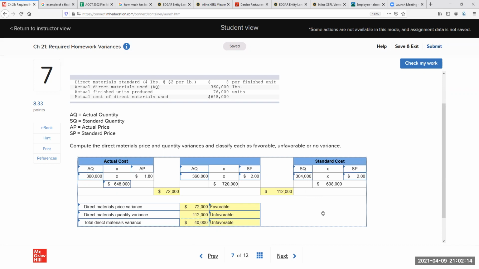And I know this is a hard chapter, but look what this chapter just did for you. 40,000, hey, we spent 40,000 too much. You guys don't know what you're doing. Well, now you know somebody actually saved money on the price, but then you used too much.